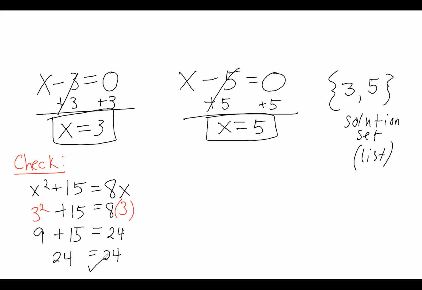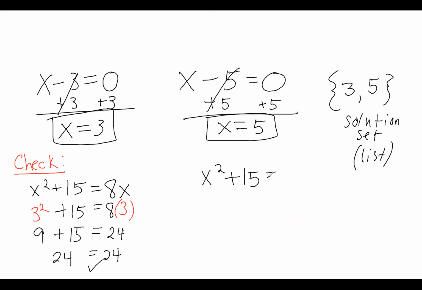This is a way to check if a number is a solution to an equation. So 3 makes the equation true. It checks out. Now we had another solution, so we will also check x equals 5 and see if that one also is a solution.